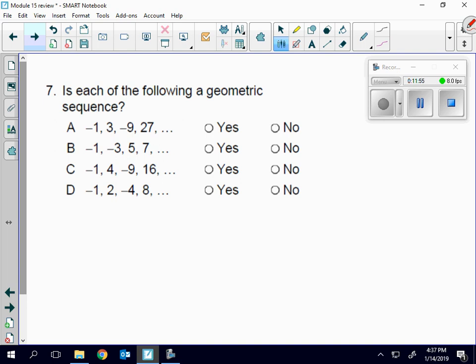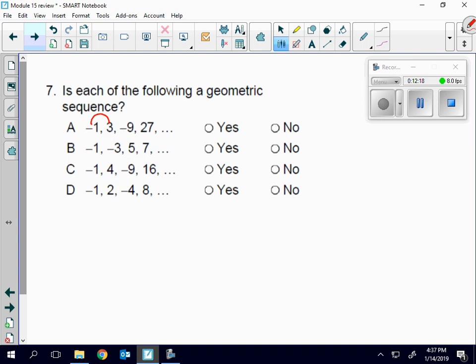Number 7. Is each of the following a geometric sequence? This is very similar to number 4, but of course this is multiple select kind of answer instead of multiple choice. And this time you don't have the x's, you just have the y's. So all we need to do is see, does it have a common ratio? Do I multiply by the same thing to get to the next term?